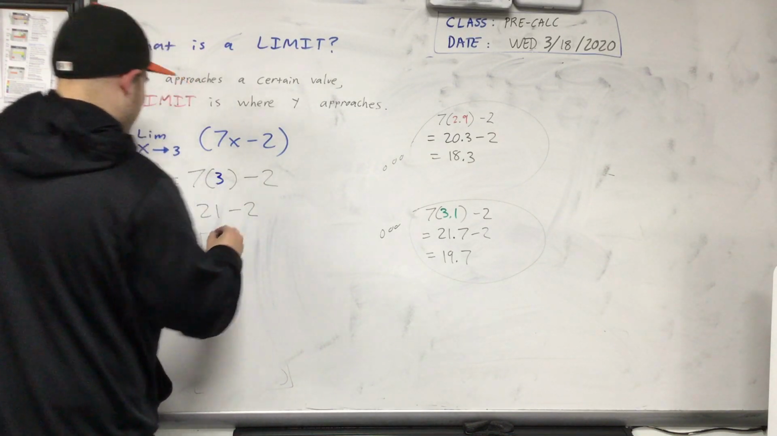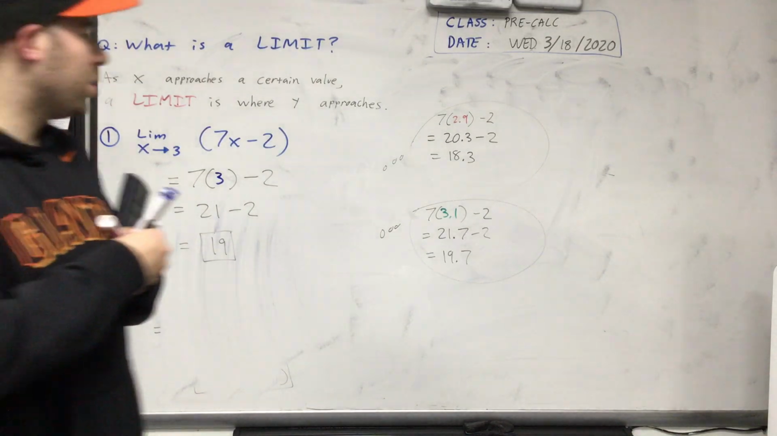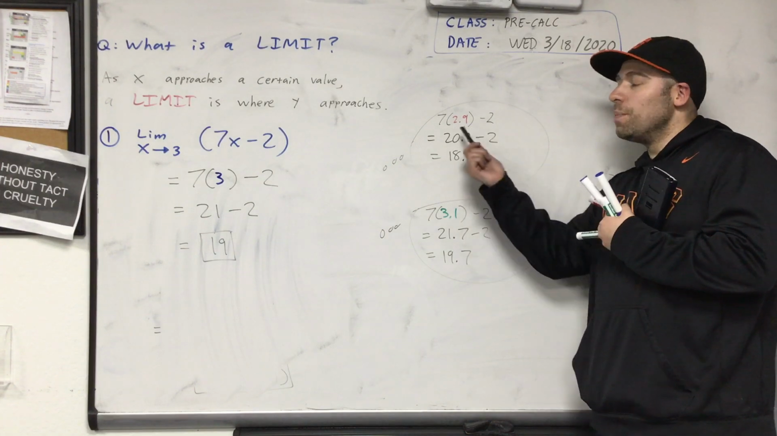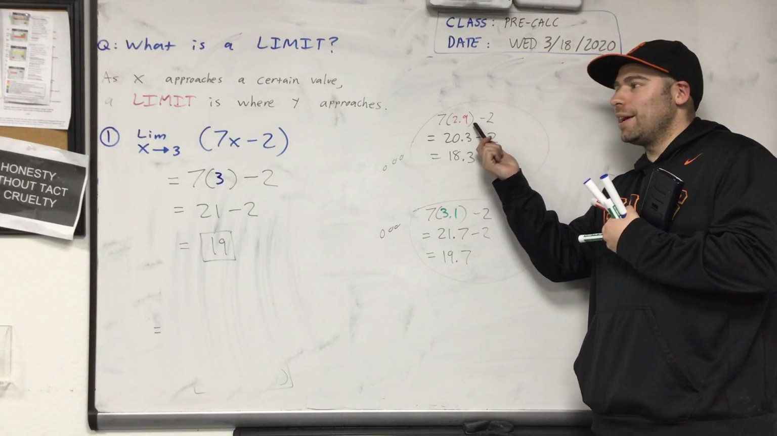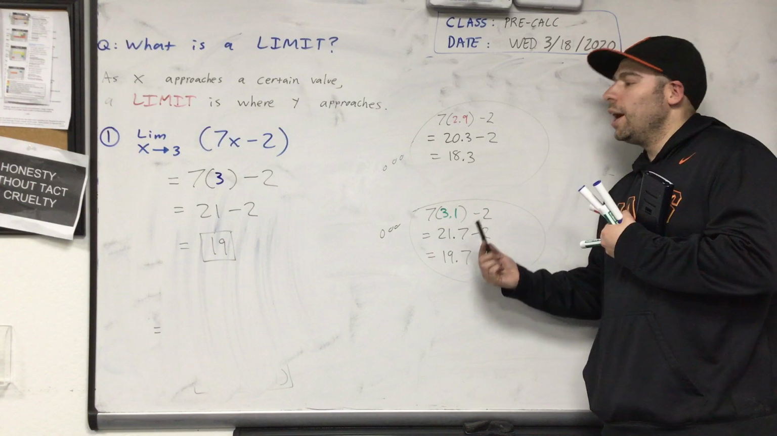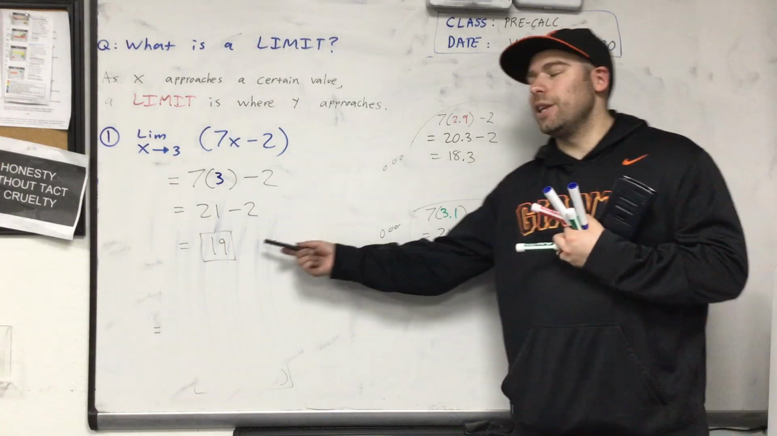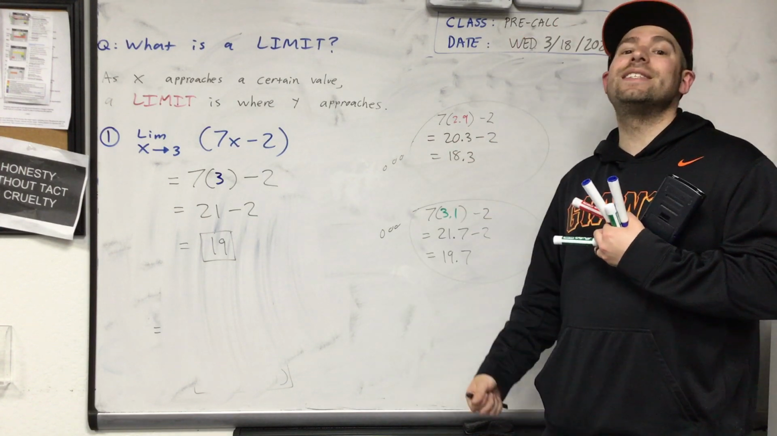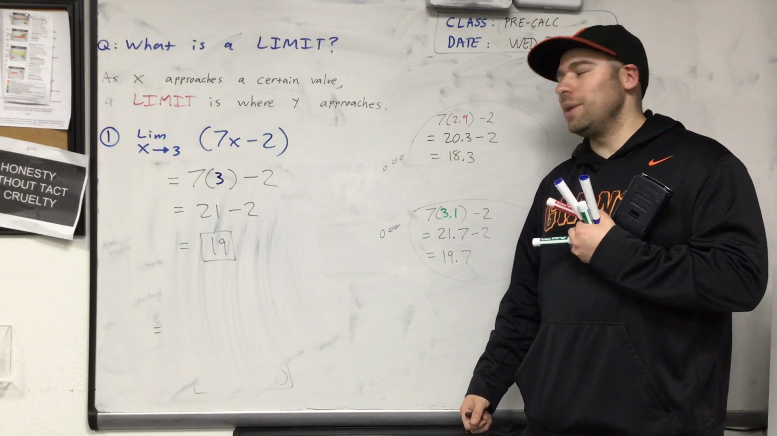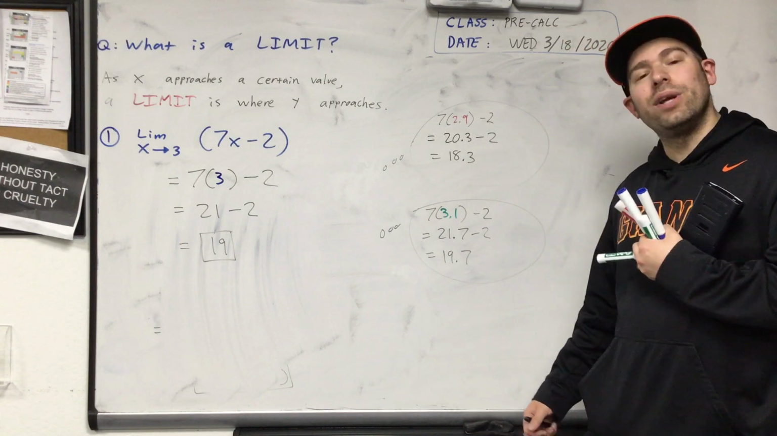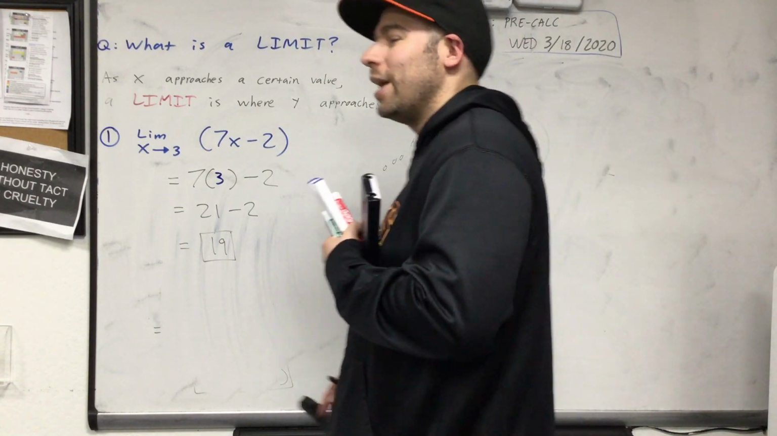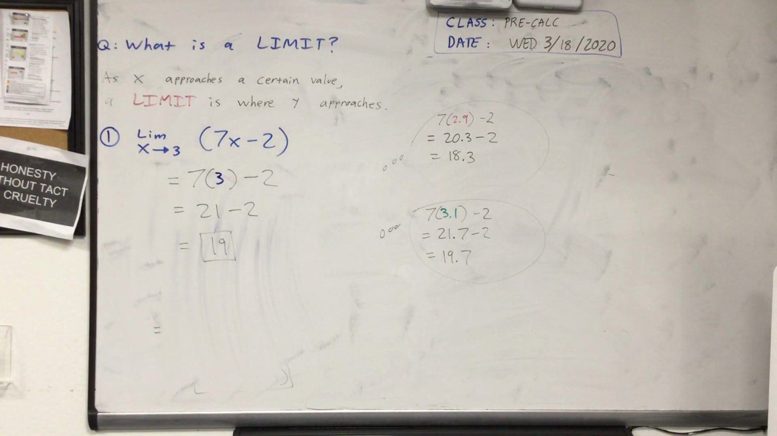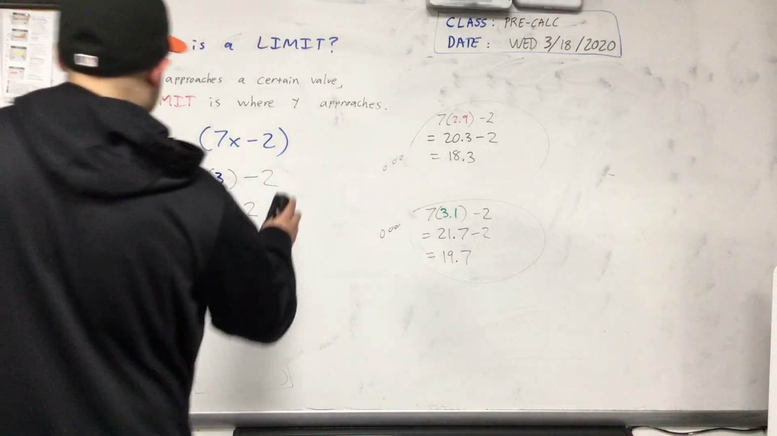So let's just cut right to the chase. As x gets closer and closer to 3 from the left side and the right side, the closer I get to 2.99999 or 3.00001, y wants to go to 19. And because direct substitution works, that point is continuous. The limit exists and the point exists, and the point equals the limit. So therefore, it is a continuous point. Okay, so let's move on to some other examples.